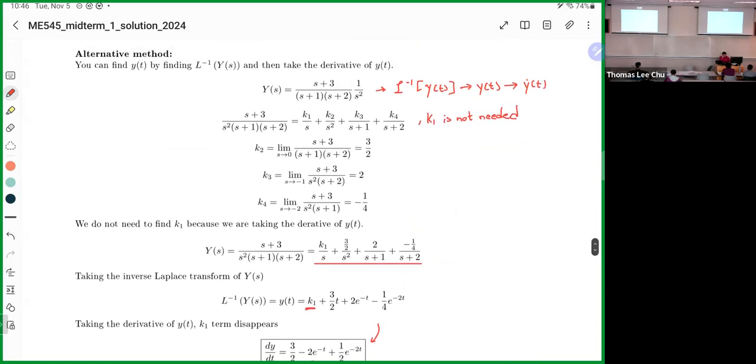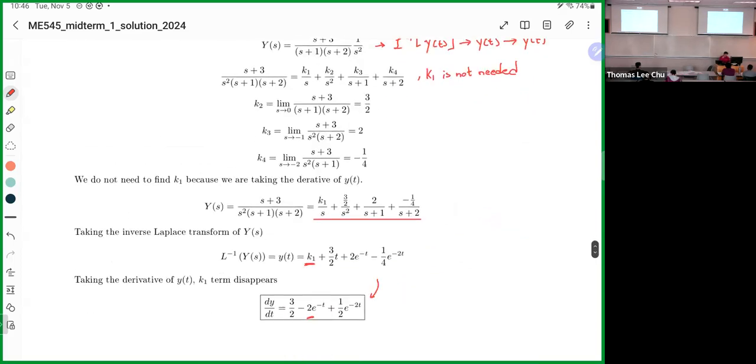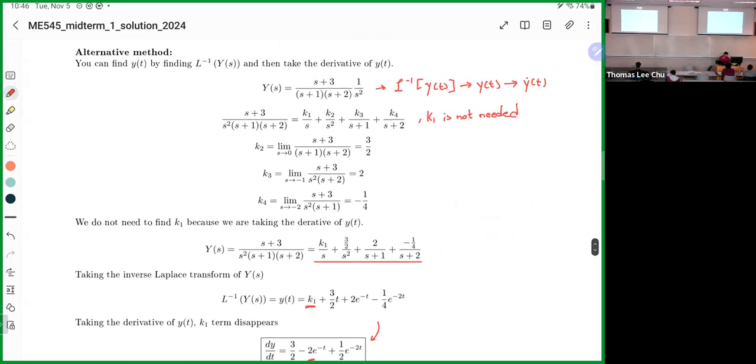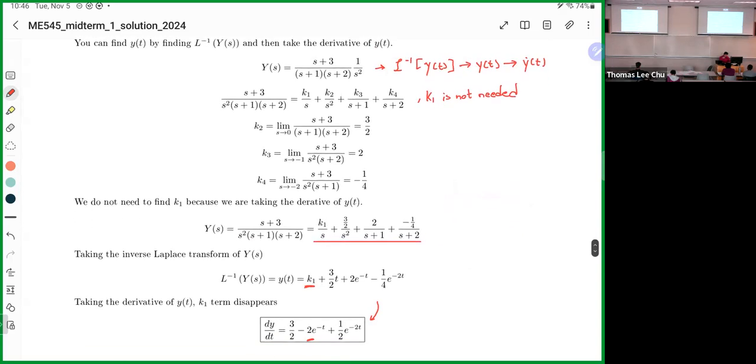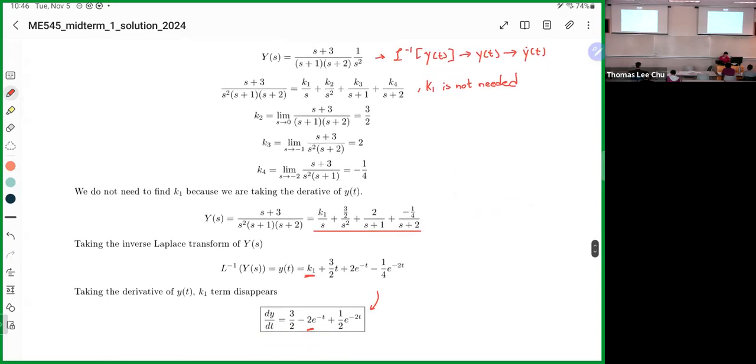This one's very algebra heavy, so I don't really emphasize too much on the algebra, but hopefully, yeah, this is as hard as it'll get on the exam for partial fraction expansion. Are there any questions?